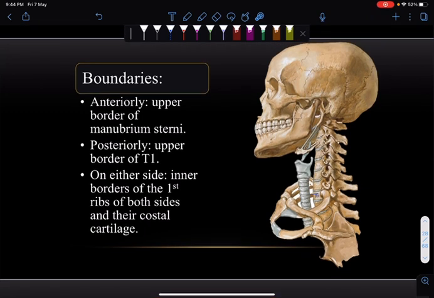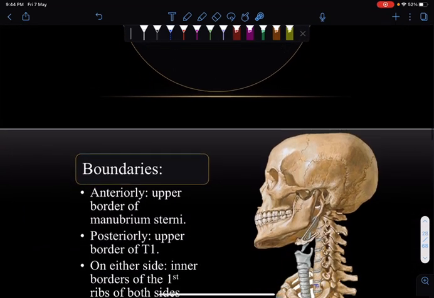اوكي، عندنا من anterior and posterior and on either sides left and right. Anteriorly جاي upper border of the manubrium sterni. Anteriorly هون upper border اللي هو فيه 3 facets، clavicular facets and the suprasternal facet اللي سميناها jugular. Okay, هذا anterior border of the apex of the thorax اللي هو superior thoracic aperture.